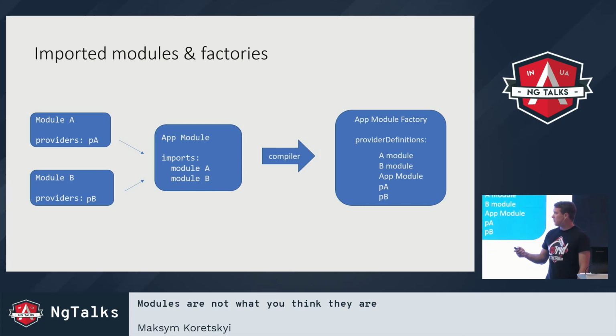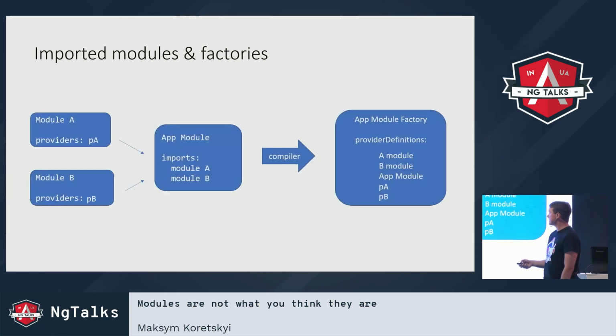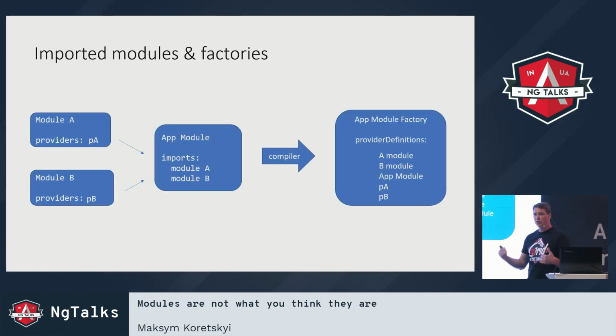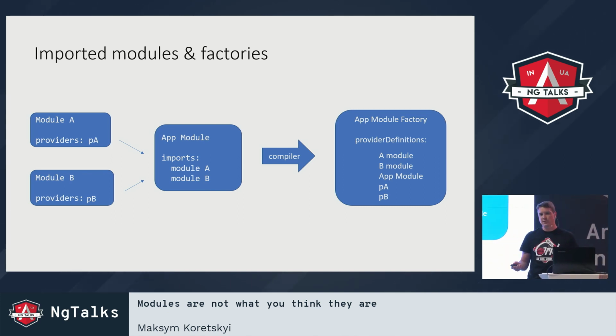However, it's interesting, right? We had here A and B modules, and both of them had their own providers. So where are these providers? Well, this app module factory includes all providers from all imported modules. And since we have only one factory, we had 3 modules, but only one factory, we will have only one single injector, because we use one factory for that. And it's actually the injector that Angular calls the root injector, right? That has all the application relevant providers inside.